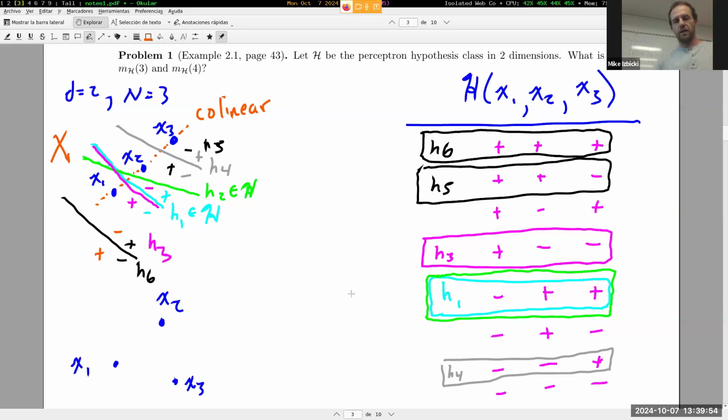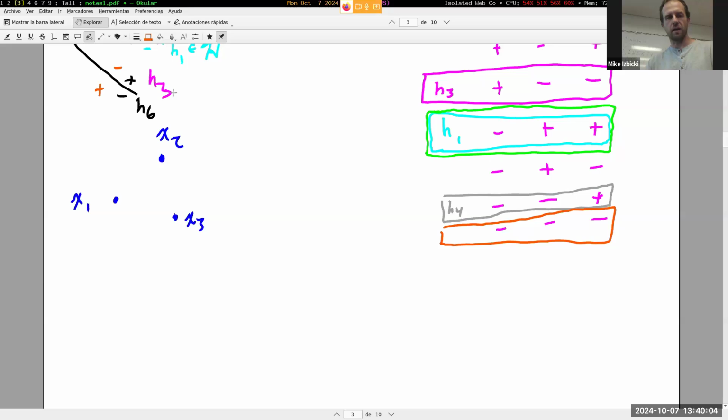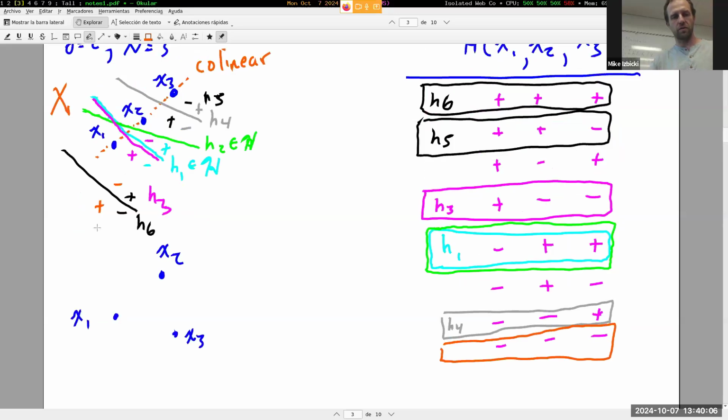And if we do that combination, then we get negative for all 3 of the data points, X1, X2, and X3, all negative down here, like that. And we'll call that H7, the orange version, H7.